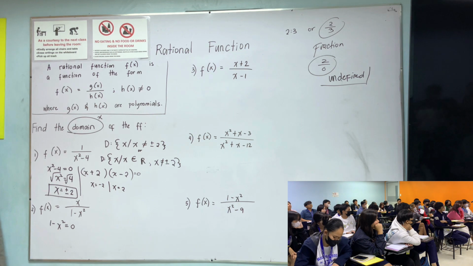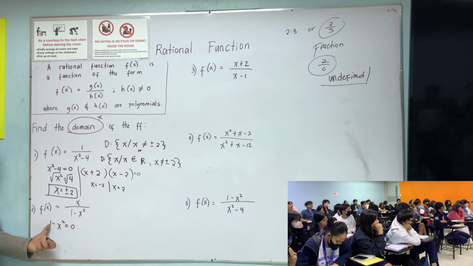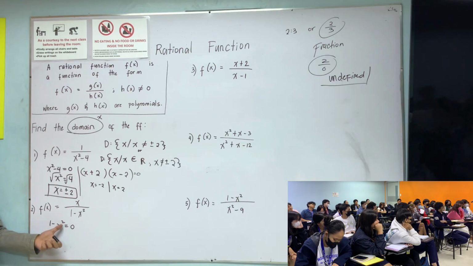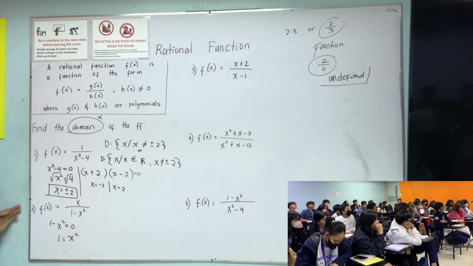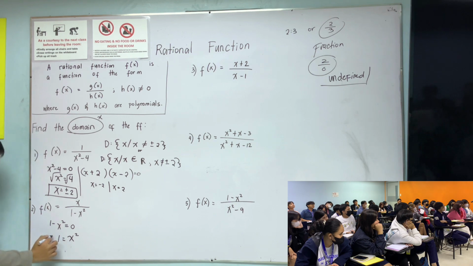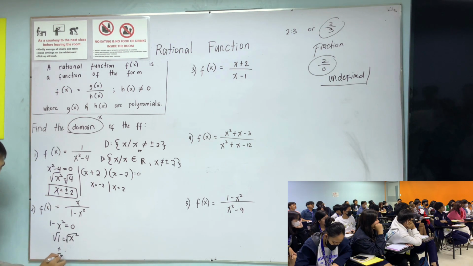Sir, why extracting the square root? Kasi perfect square yung first term and perfect square din yung second term. Now we have 1 is equal to positive x squared. Right? Now extract the square root. What are the values? Positive, negative? 1 is equal to x.